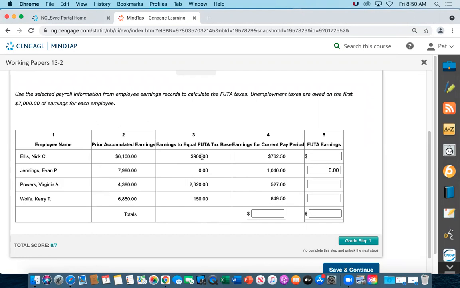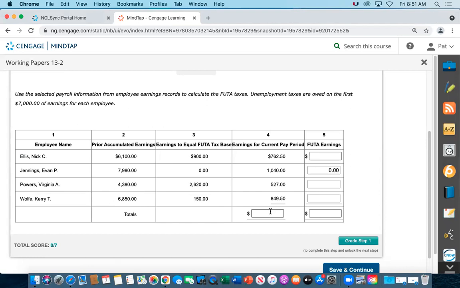Now, how do you get 900 here? It's 7,000 minus 6,100. This is how much is taxable yet for the federal unemployment tax. 7,000 minus 4,380. This is how much is left for this employee. 7,000 minus 6,850. This is all that's left for this employee to get that can be taxed for the unemployment tax.